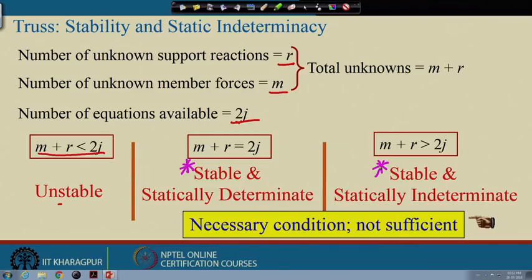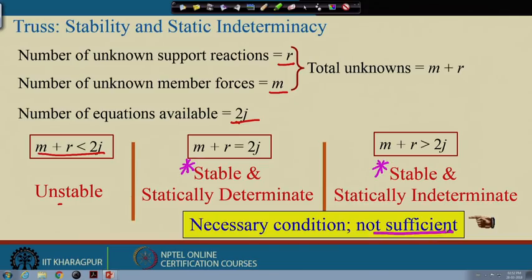You see, these conditions, M plus R equal to 2j or M plus R greater than 2j, are necessary conditions for a structure to be stable, and for the structure to be determinate or indeterminate. But these conditions are not sufficient conditions. Just based on this condition, we should not comment on the stability of the structure. The stability of the structure is something that at this point you have to physically verify, look at the different orientations of the members, look at the joints, and then see whether the entire configuration, the assembly, is stable or unstable.